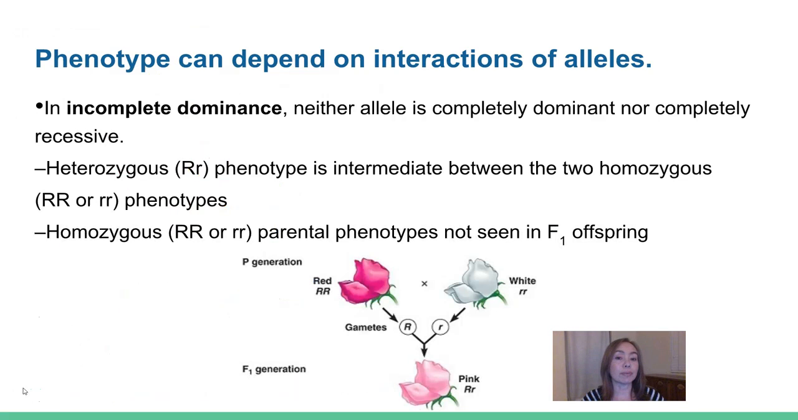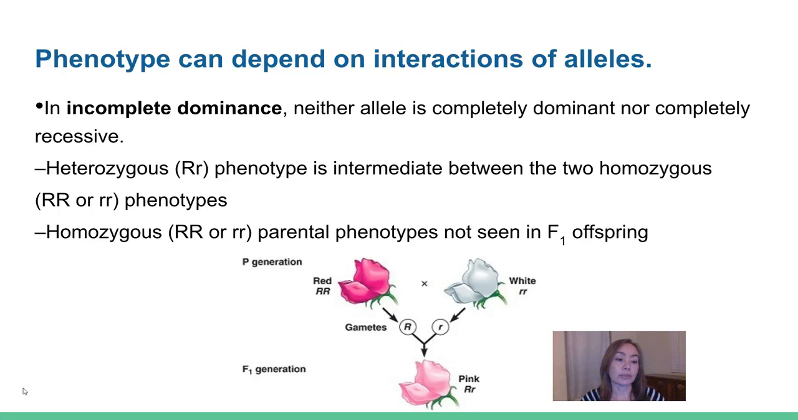A phenotype can depend on interactions of alleles. An allele is one form of a gene. Many genes have two alleles, one dominant, one recessive, in which the recessive alleles are masked or covered up by the dominant alleles. However, in incomplete dominance, neither allele is completely dominant nor completely recessive.